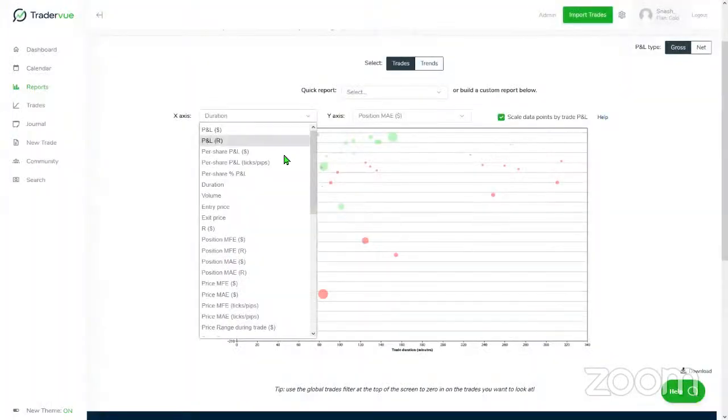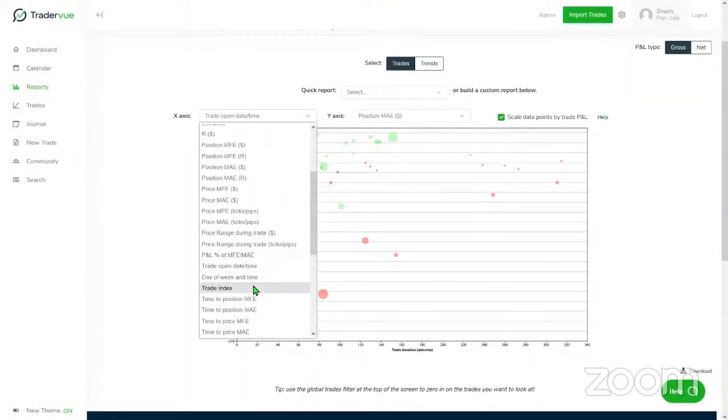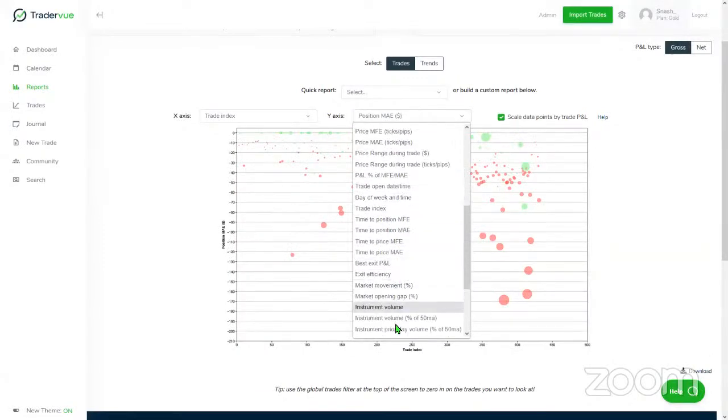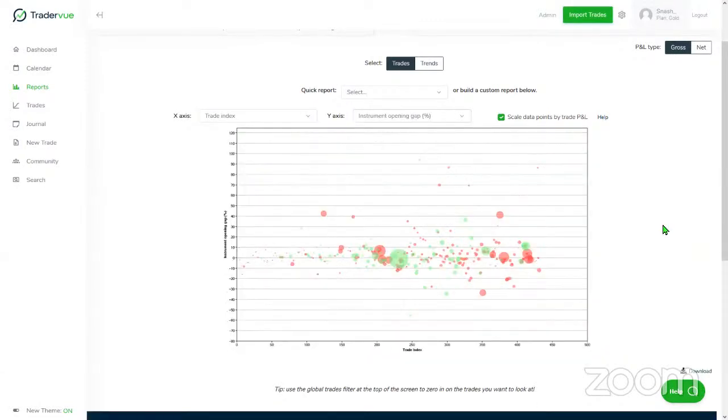Trade index. And then we have instrument opening gap, it's called, if I remember correctly. And there we go, instrument opening gap. So essentially here, in a nutshell, what you can do is identify the performance of your trades based on how much of a gap they had before you traded, or during that day, before the market opens.